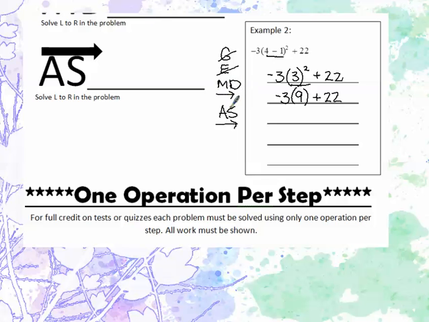The next question I have to ask myself is, do I have any multiply or divide? Well, remember, anytime a number is squished against parentheses like this, that means multiply. So I'm going to do negative 3 times 9, which is going to give me negative 27 plus 22. Okay? And then the last step, do I ask myself, do I have any more multiply or divide? No. So I'm down to add and subtract, and negative 27 plus 22 gives me negative 5.